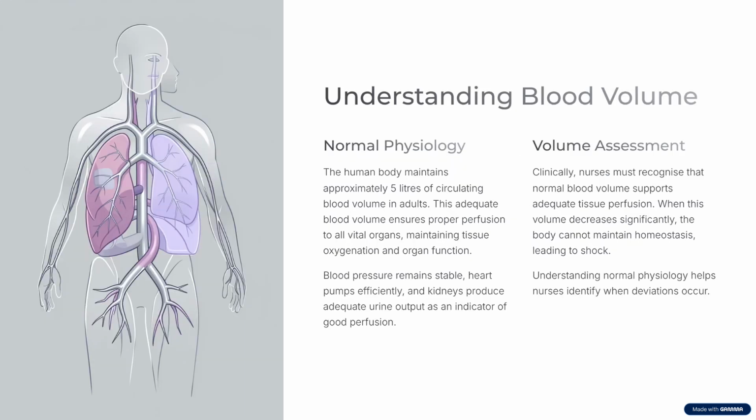To understand hypovolemic shock, we must first understand normal blood volume and physiology. The average adult has approximately 5 liters of circulating blood. This volume ensures adequate perfusion of vital organs, supports oxygen delivery, and maintains organ function. Stable blood pressure, effective cardiac output, and sufficient urine output are indicators of adequate perfusion. When circulating volume drops significantly, the body can no longer maintain homeostasis. Recognizing early deviations from normal physiology allows nurses to intervene before shock progresses.